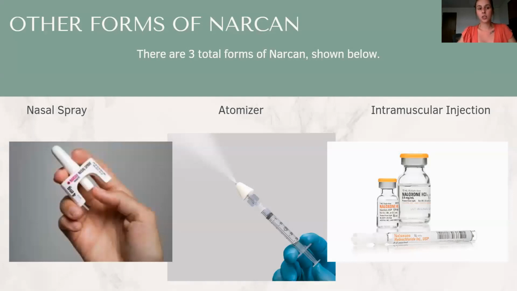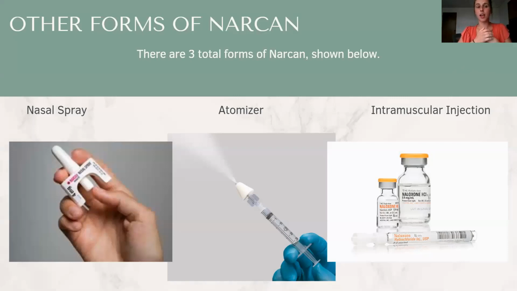So today we are just going to talk about Narcan nasal spray. However, it is important to note that there are 3 different forms of Narcan shown below. All the way on the right is the intramuscular injection. It does come with a syringe and a vial of Narcan, and being intramuscular, it is administered directly into a muscle. The atomizer is what takes the Narcan that is in the syringe, adds an atomizer, and turns it into a nasal spray.